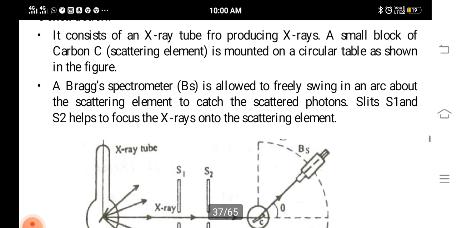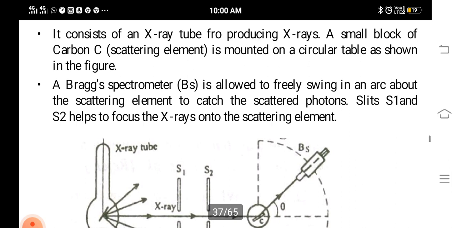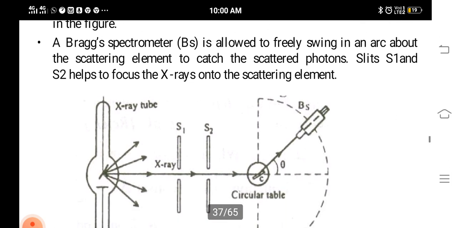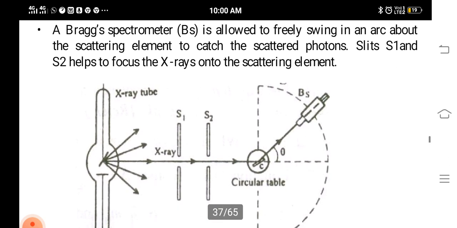It consists of an X-ray tube which produces X-rays. A small block of carbon C is mounted on a circular table, which is shown in the figure. Here a Bragg spectrometer, that is BS, is allowed to freely swing in an arc about the scattering element to catch the scattered photon. Slits S1 and S2 are used to focus the X-rays onto the scattering element.